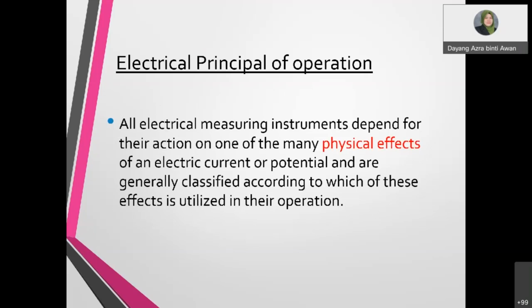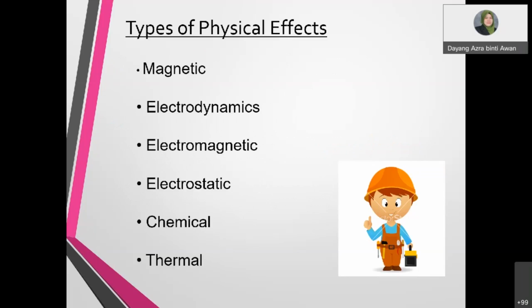So all electrical measuring instruments depend for their action on one of the many physical effects of an electric current or potential, and are generally classified according to which of these effects is utilized in their operation. So this is the different types of physical aspect that was mentioned early in the slide previously. We have magnetic, each with its own instruments and measurements. We have electrodynamics, electromagnetic, electrostatic, chemical, and thermal equipment.